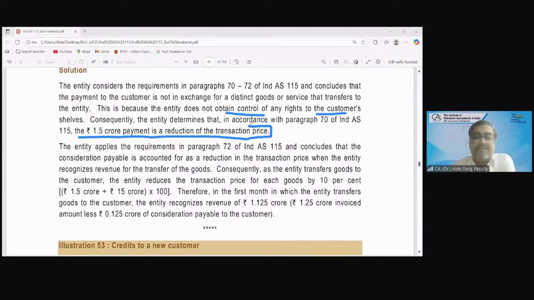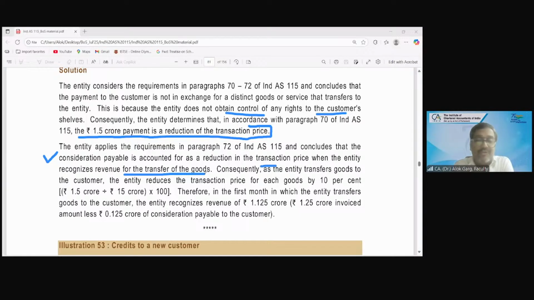Is this what I told you? Yes, sir. Yes or no? Yes, sir. So now it says that the entity applies the requirement in paragraph 72, you don't need to remember, and concludes that the consideration payable is accounted for as a reduction in the transaction price when the entity recognizes revenue for the transfer of goods. Now the question is, this entity is paying upfront 1.5 crore, and this entity will sell the goods over the 1-year period.